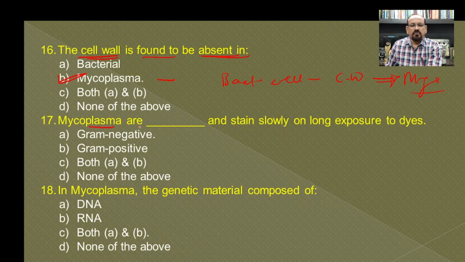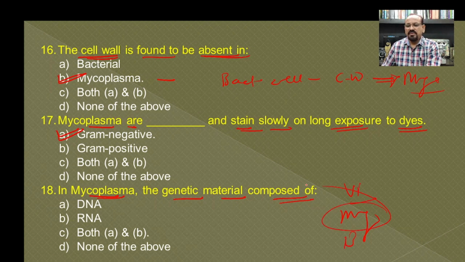Then mycoplasma are and stain slowly on long exposure to the dyes. Because of the absence of the cell wall in the mycoplasma, they show gram negative nature. Then in mycoplasma, the genetic material composed of, as the mycoplasma are present in between the viruses and the bacteria, so they show very much variation with respect to the structure and functions of the viruses and the bacteria. And again, in mycoplasma there is DNA as well as RNA as its genetic material, and hence both A and B become the answer for this question.